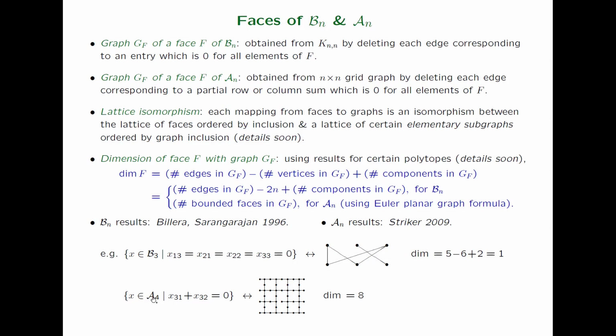Here's an example for A4, where I look at setting this partial sum equal to 0, x31 plus x32. So this is the partial sum from the left along row 3 for the first 2 entries, which would normally be associated with that missing edge in there. But because it's equal to 0, according to that process, that ends up with it. So now instead of having 9 bounded faces, these 2 faces have created a single face, so I've got 8. So this turns out to be an 8-dimensional face, or in fact a facet of A4.